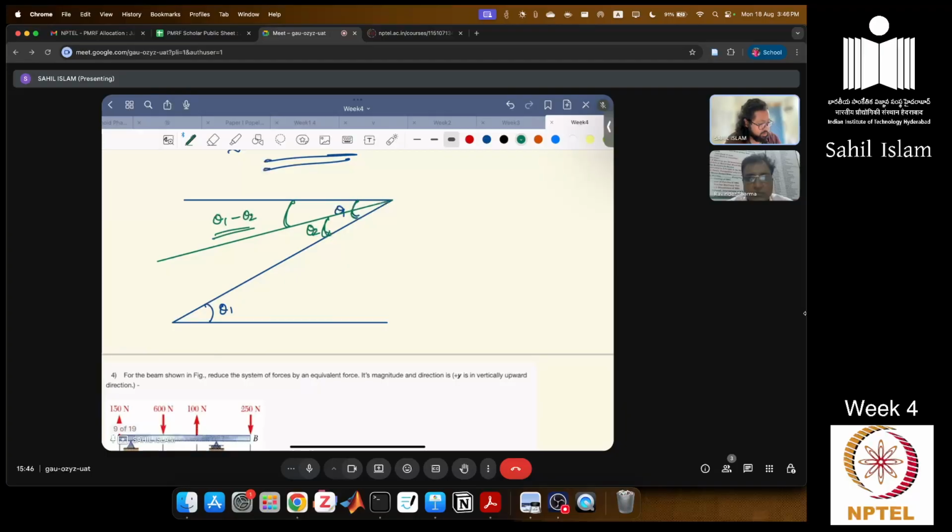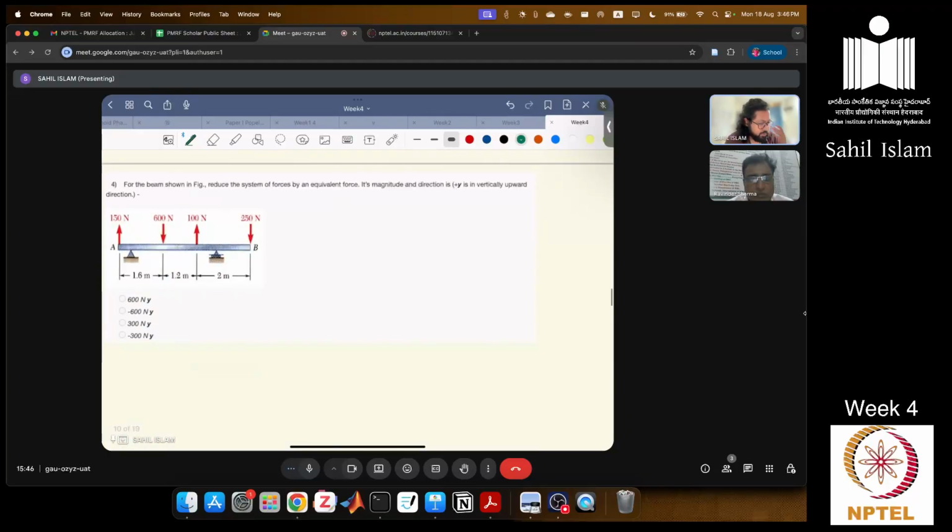Okay, so let's go to the next question. For the beam shown in figure, reduce the system of forces by an equivalent force, its magnitude and direction in vertically upward direction, or whatever. So we have to write the net force. This is very simple, but it's a bit tricky question. You feel like there could be too much stuff going on, but it's not. It's simple. This is x direction, this is y direction.